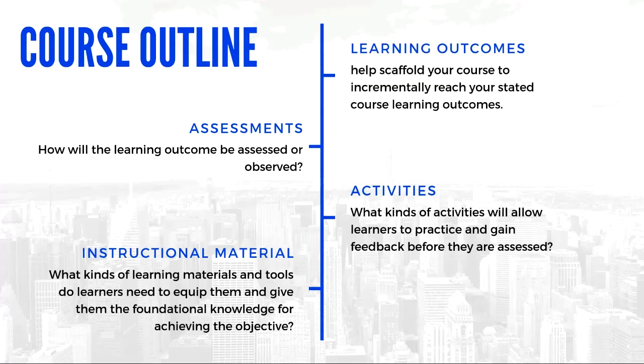So that's going to help you start determining your course outline. When you are looking at your course outline, you're going to want to look at your learning outcomes. What do students need to know at each point? How are you going to incrementally reach each of your course learning objectives? So what are you going to do in order to get your students to the point that they need to be? How will your learning objectives be assessed or observed?